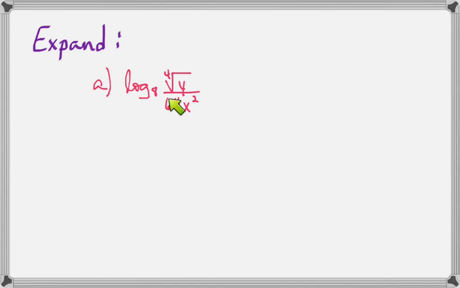Now here's a little more complicated problem. Let's expand log base 8 of the 4th root of y over 64x squared. So this time I have 2 factors in the denominator. So when I get ready to expand, I will have to subtract any terms that come from the part of the argument that's in the denominator.